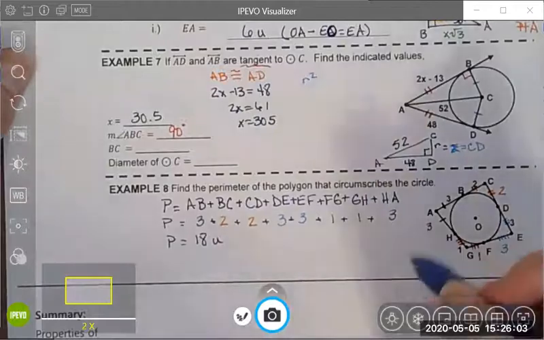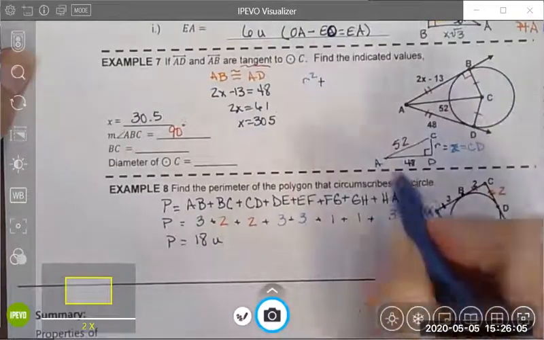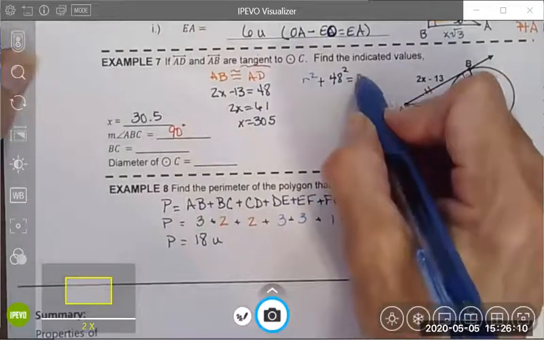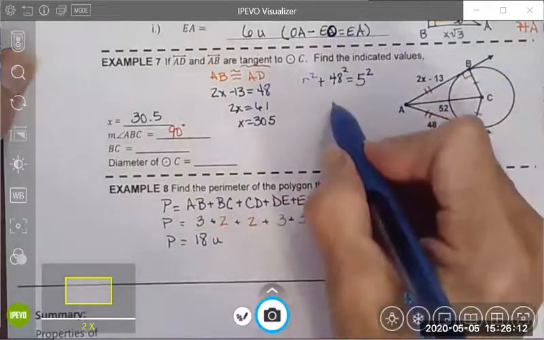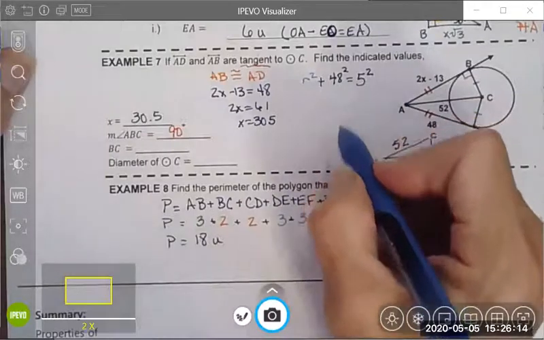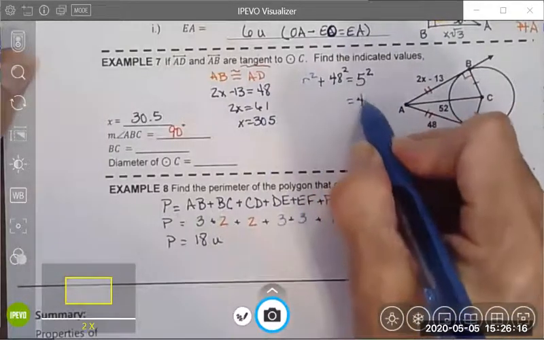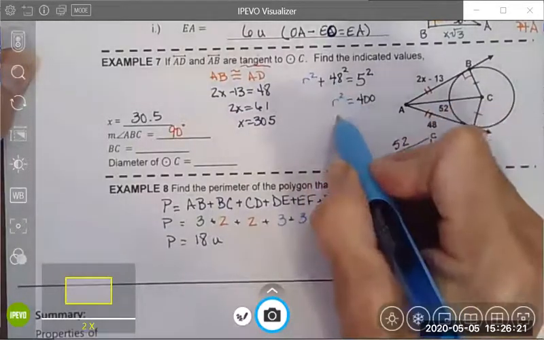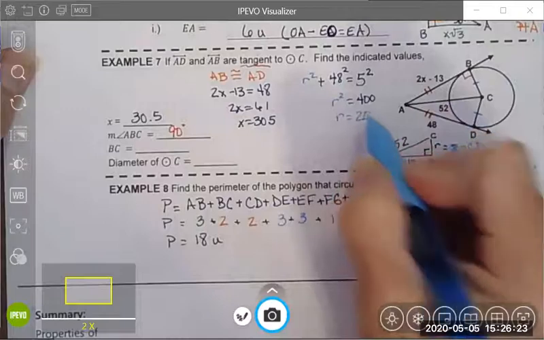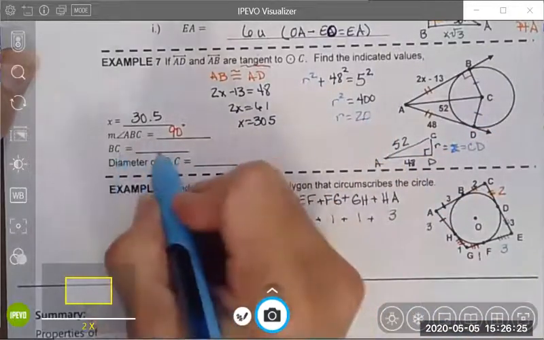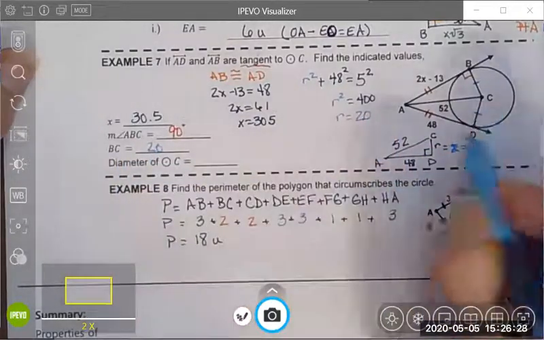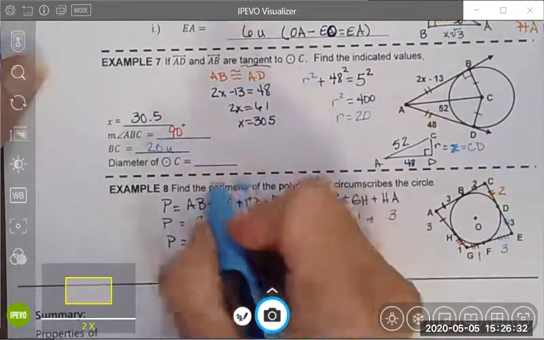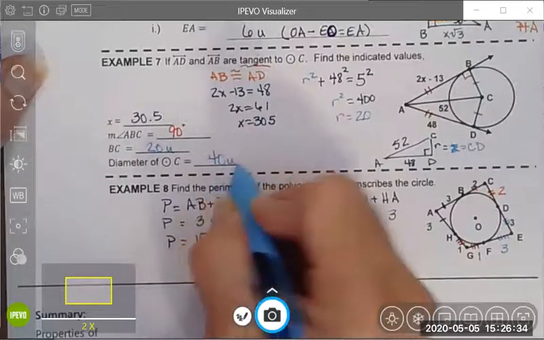We're going to take the radius squared and we're going to add it to the long leg squared, and that should equal the hypotenuse squared. If I do some good magic here, I end up with my radius squared equaling 400, and therefore my radius is equal to 20. So BC is 20, as is CD, and the diameter, twice the radius in this case, would be 40 units.